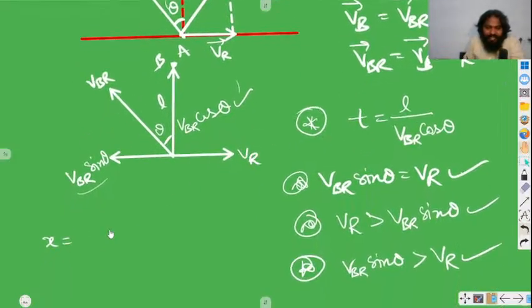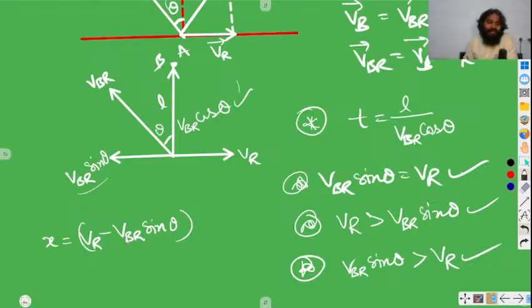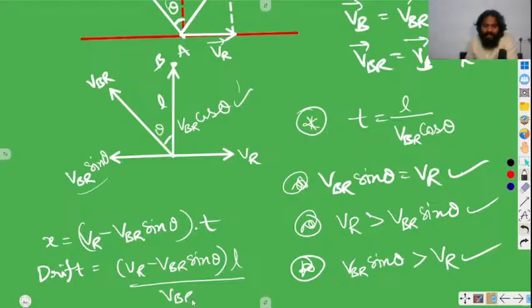Because of the velocity VR minus VBR sin theta, you are able to move in this direction. I told you there is a drift if VR is greater than VBR sin theta. If you subtract VBR sin theta from VR, with that velocity he will reach the other side of the bank. Now x equals VR minus VBR sin theta times the time taken to reach the other side of the bank. So this is the formula for drift. Drift equals VR minus VBR sin theta times T, where T is L by VBR cos theta. So this is the formula for the time, and this is the formula for the drift.